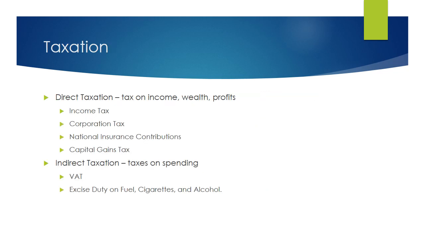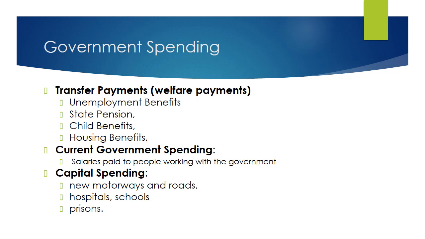Taxation can include both direct and indirect taxes. Direct taxation is levied on income, wealth, and profit, such as income tax and corporation tax, while indirect taxes are taxes on spending, such as VAT and excise duties of fuel, cigarettes, and alcohol.